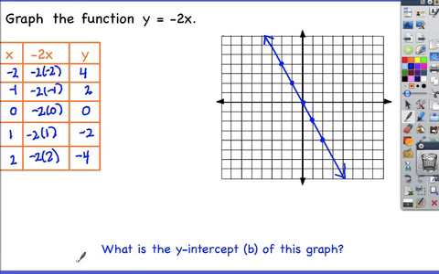And then the question also asks, what is the y-intercept, or b, of this graph? Well, if we look at our equation, y equals mx plus b, we can see our y's line up, the equals line up, our m is negative 2, the x's line up, and then there's nothing else, which means that we're adding 0. You can also see on the graph that our line crosses the y-axis at 0, so our y-intercept is 0.